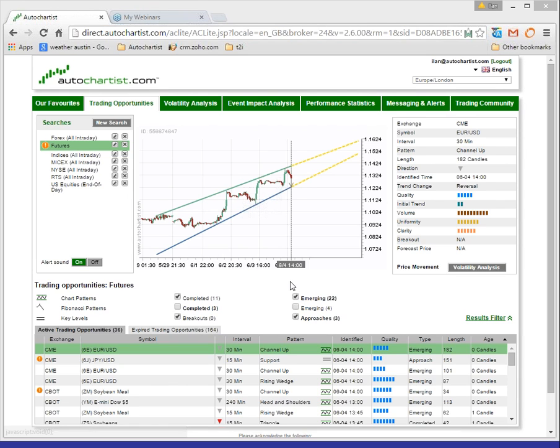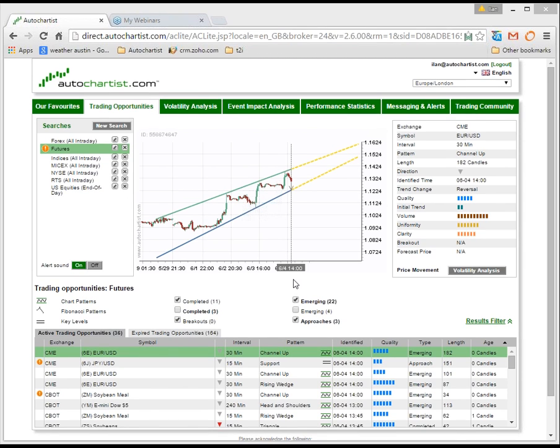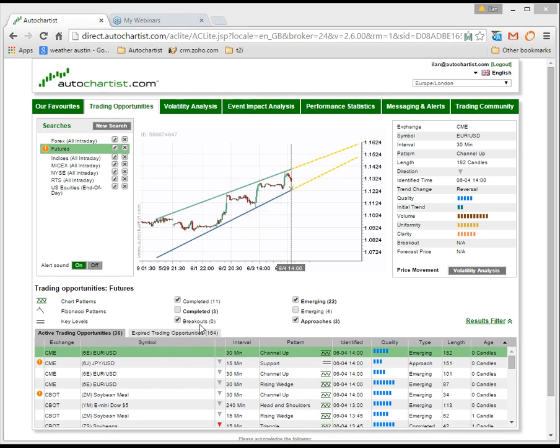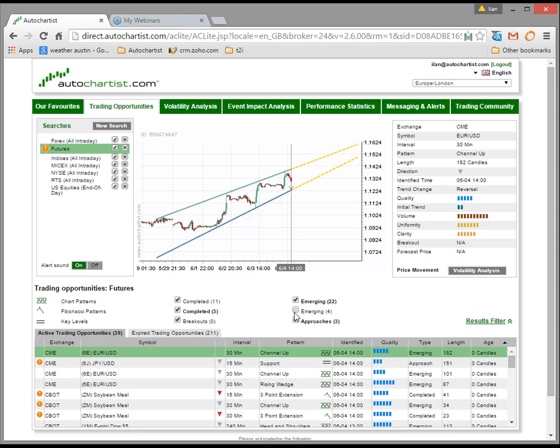And so I guess what I'm trying to say is that Autochartist is applicable to you both if you're trading trends as well as if you're trading swings in the market. Right? The next type of patterns that we identify, that I want to mention, is Fibonacci.